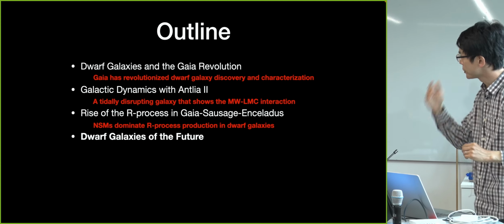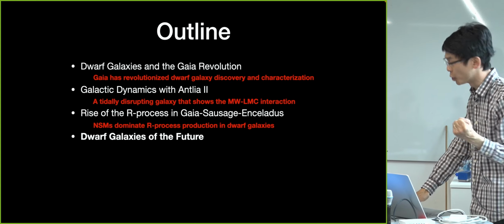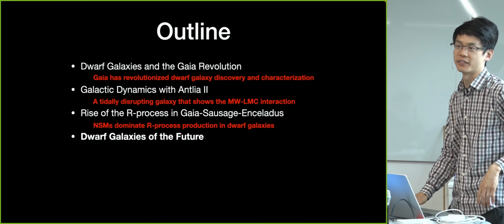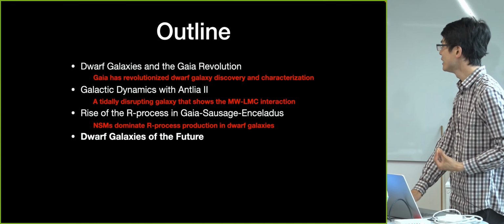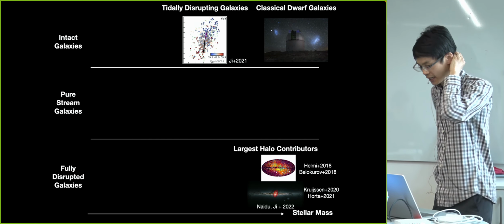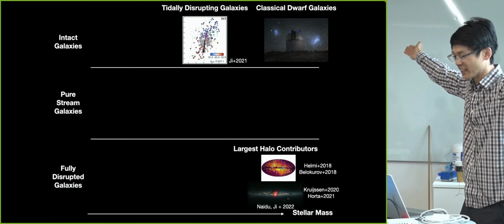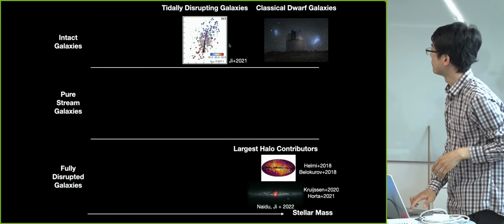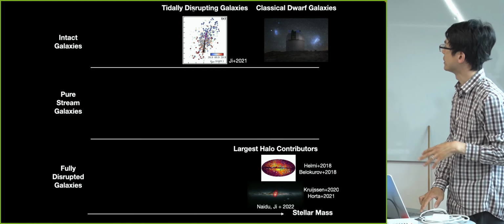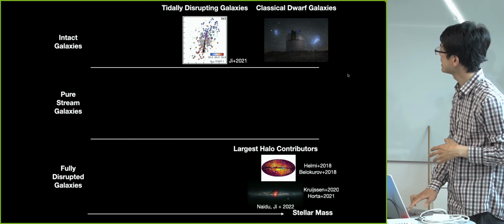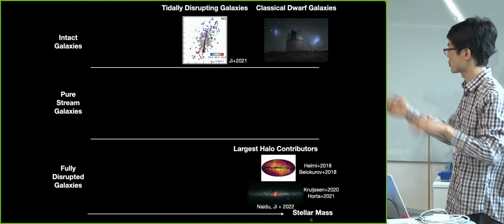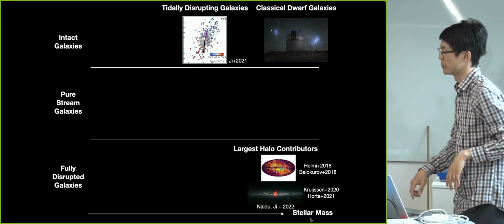OK, I want to conclude quickly talking about dwarf galaxies of the future, sort of stepping back to the beginning and sort of where we're going to discover all of these different dwarf galaxies. So this is sort of a chart illustrating every dwarf galaxy that you could ever discover inside of the Milky Way's virial radius, right? We've talked today about intact, but in the midst of tidally disrupting galaxies. We've talked about sort of the intact classical dwarf galaxies and the fully disrupted halo contributors.